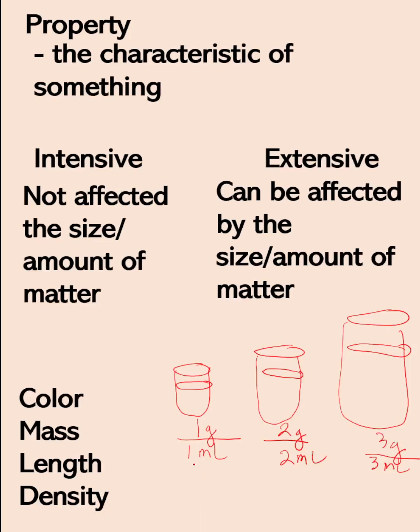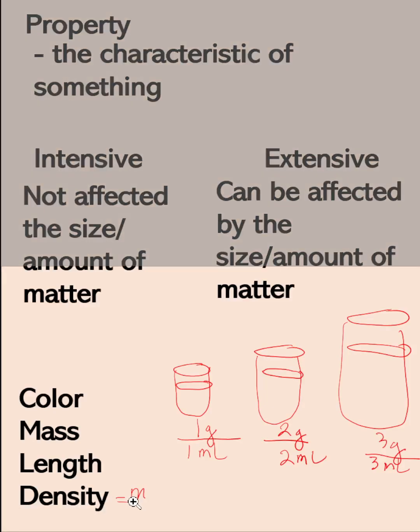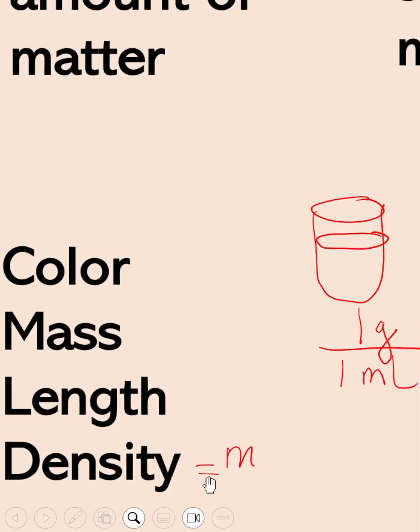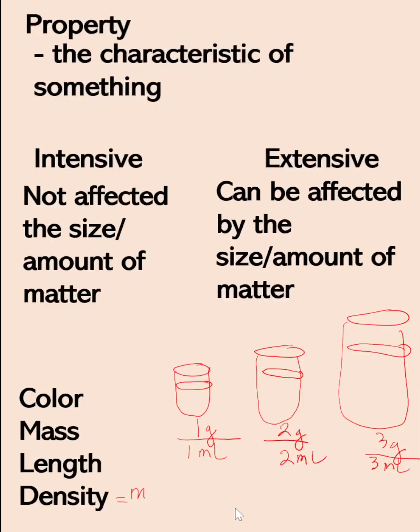Now again, density is equal to mass over volume. So here again, if we simplify this one, we have 1 gram per ml. That's the density for this one.